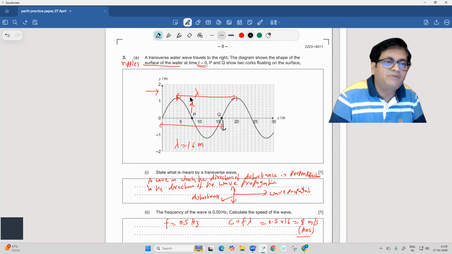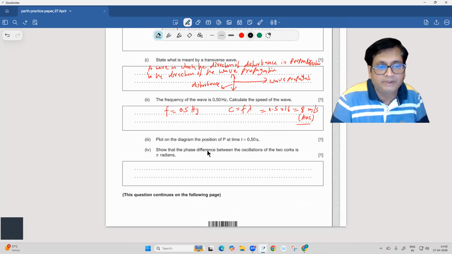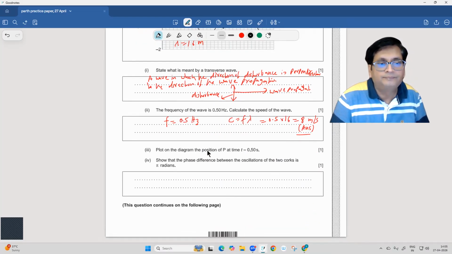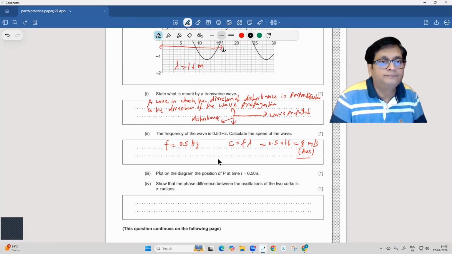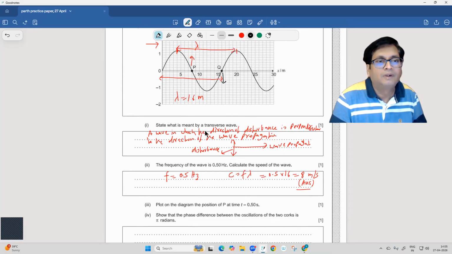In 1/4 of the time period, it will reach the top. How much is the time period? Sir, I don't understand the movement of the wave. Movement of what? Of the points P and Q.